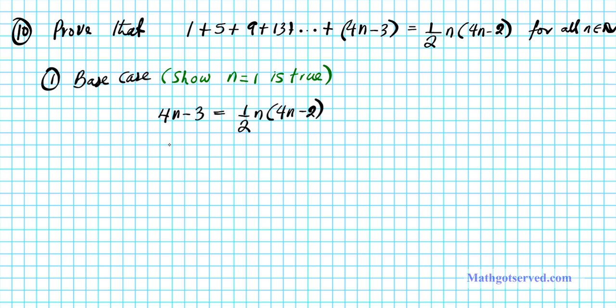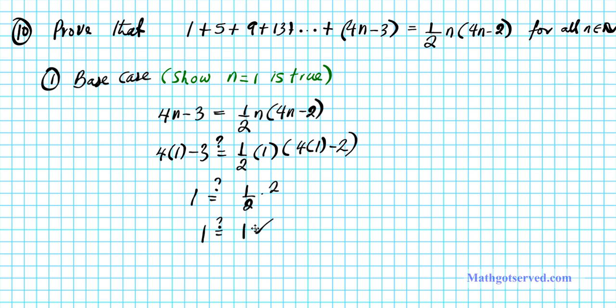If we plug in 1 on the left side, we have 4 times 1 minus 3. Is it equal to 1/2 times 1 times 4 times 1 minus 2? Is this a true statement or not? Let's work this out. 4 times 1 is 4, minus 3 is 1. Is 1 equal to 1/2 times 4 times 1 is 4, minus 2 is 2, 2 times 1 is 2? Simplify this further, is 1 equal to 1? The answer is yes. So our base case is sound.